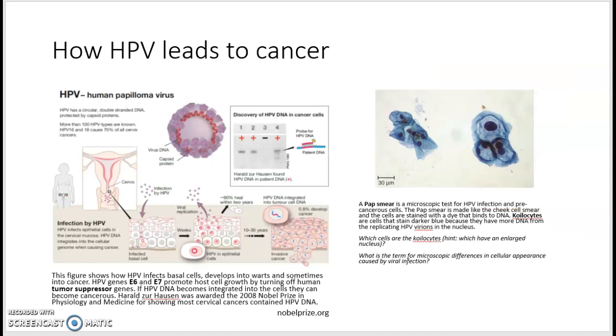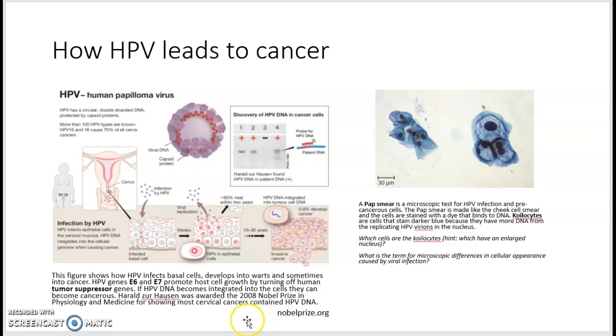This figure really nicely illustrates how HPV leads to cancer. So HPV virions enter into those basal epithelial cells at the lower level of the epithelium through microabrasions that usually happen only through sexual intercourse. Then, once inside those cells, those E6 and E7 genes get those basal epithelial cells to grow and differentiate into keratinocytes, producing viruses and warts. 90% of those infections heal within 2 years, but in a small number of cases, the HPV DNA becomes permanently integrated into the cells, and that can lead to the development of cancerous tumors.